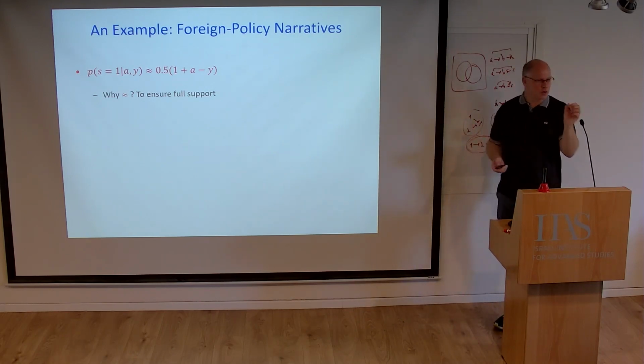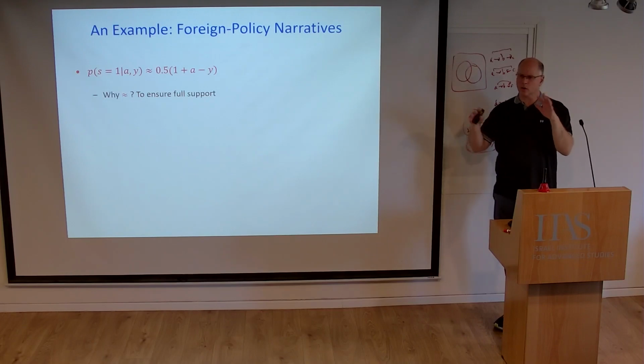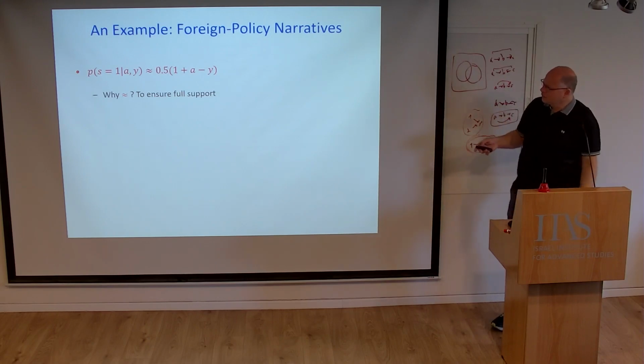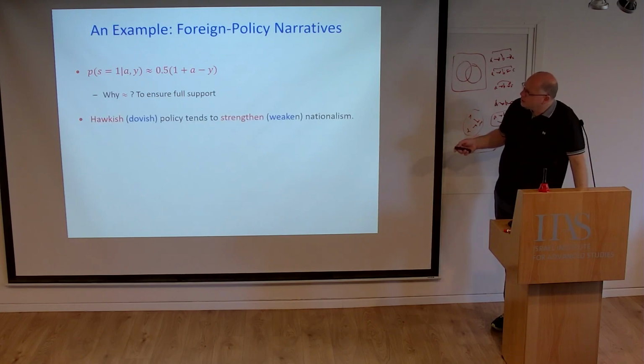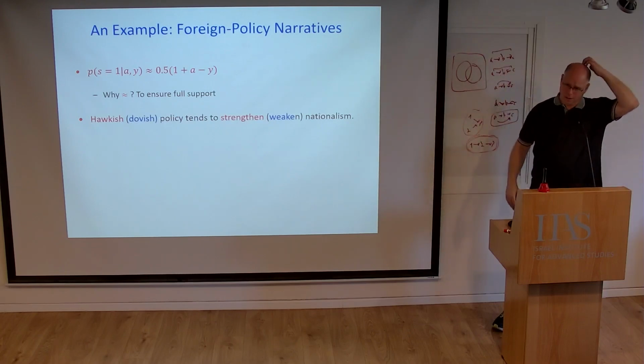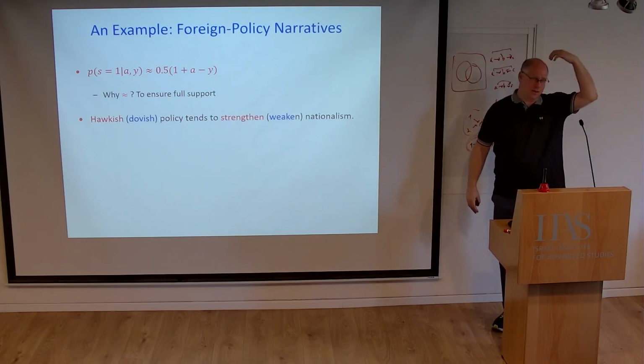It's an approximate formula because I want to make sure that I have full support because of all these issues with zero probabilities. It's not important. So it's approximately this thing. And so you can see that there is positive correlation between A and S. So hawkish behavior is associated with stronger nationalistic sentiments in this rival country.